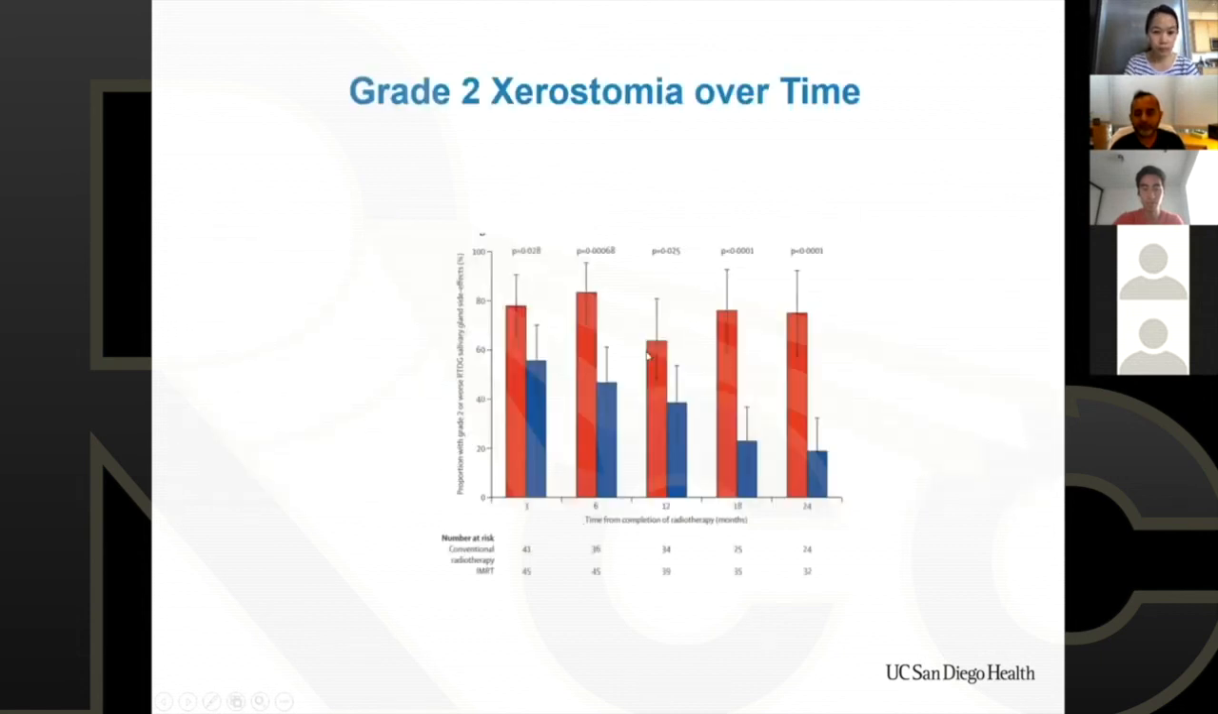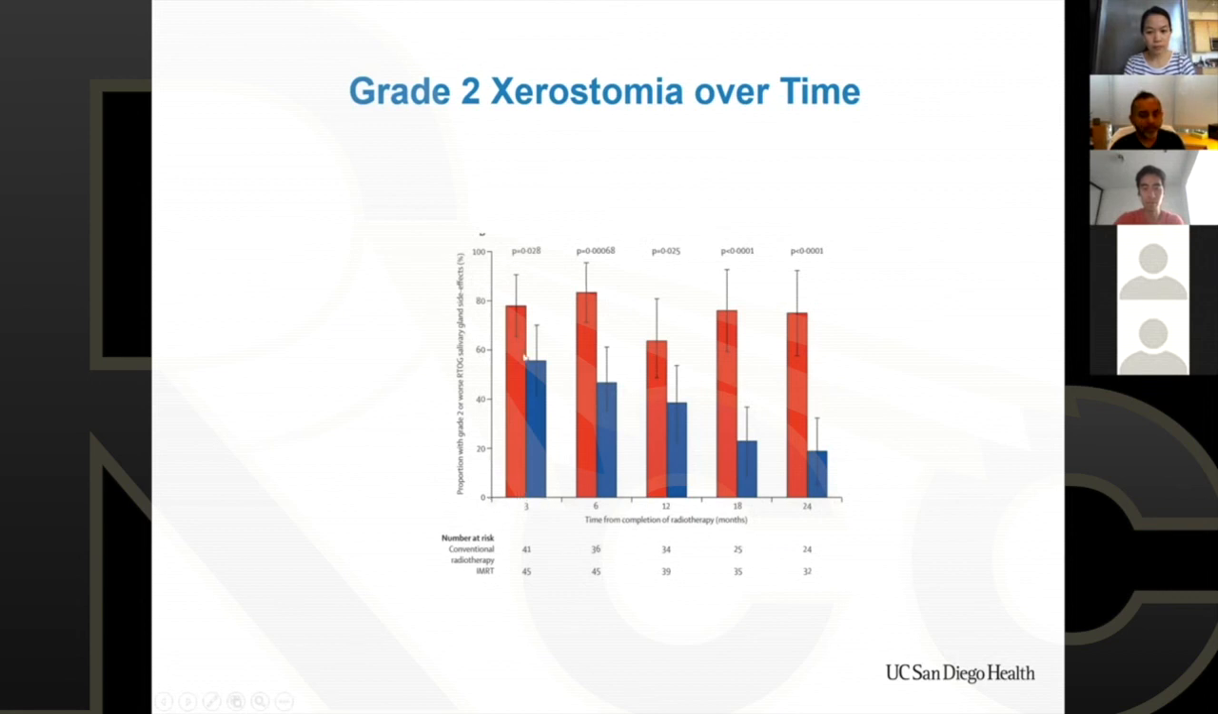And what did those results show? So these are just looking at that trial. And again, I just want you to look at this. So red here is 3D conformal, blue here is IMRT, and then on the x-axis is time, so time from completion of radiotherapy, and then on the y-axis is the proportion of patients who have either grade 2 toxicity or higher. So you can see this is going from 0 to 3 months.